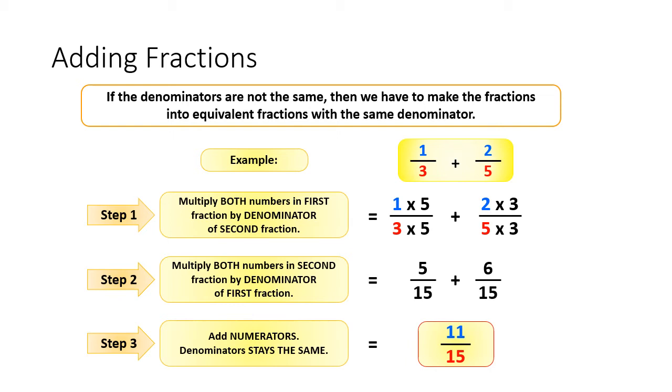And step 2, multiply both numbers in the second fraction by the denominator of the first fraction. So 2/5 gets multiplied, both of these numbers, by 3: 2 times 3 and 5 times 3. This is then equal to 5 over 15 plus 6 over 15. We now have two fractions with the same denominator, and we can perform the addition. So 5 plus 6 is equal to 11. This is 11/15. So 1/3 plus 2/5 is equal to 11/15.